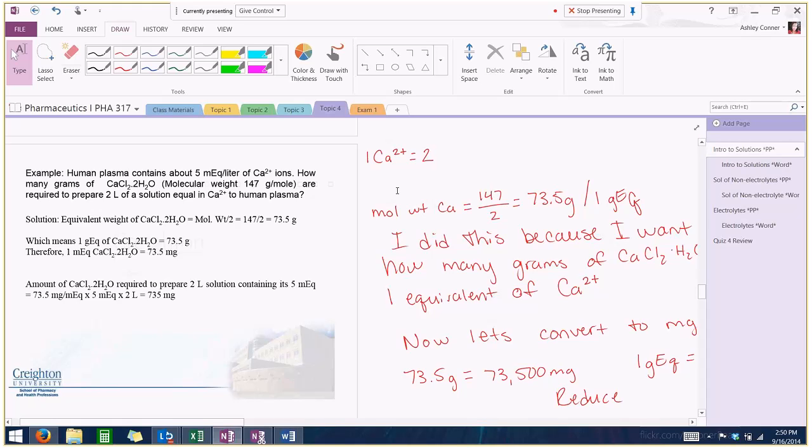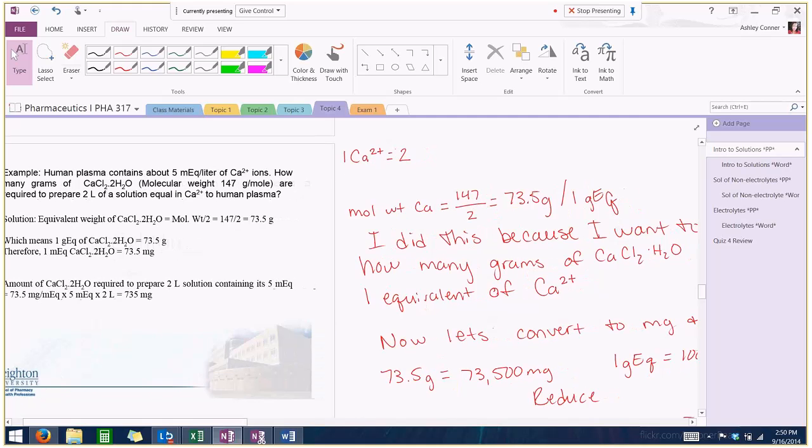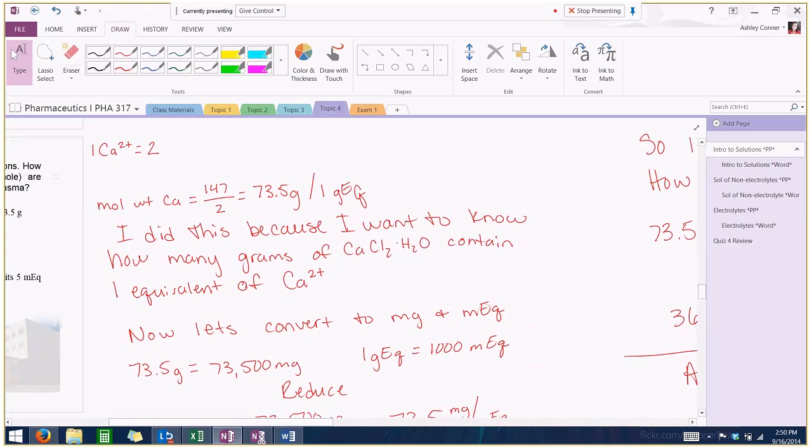So to figure out what a gram equivalent is, I took 147, which is the total weight, divided by 2, and I got my 2 from this up here. If I would have had 2 calciums, then it would have been 4. But in this equation, you can see I only have 1. So if anybody's wondering where I got that 2 from, that's how I got that.